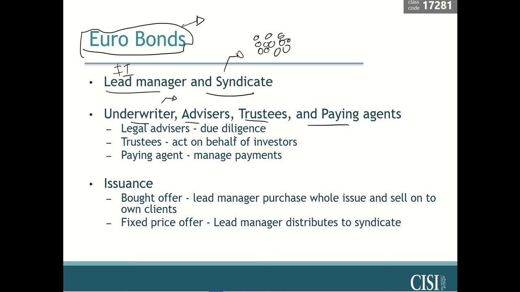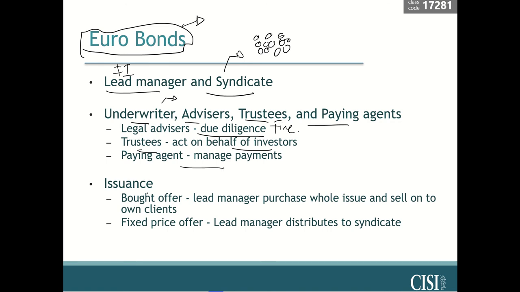Legal advisors are responsible for conducting due diligence and making sure that the process and everything is correct and valid. Trustees act on behalf of the investors and ensure that the issuer adheres to conditions set out in the bond. The paying agent is responsible for receiving coupon payments from the issuer and distributing this income to the bondholders.